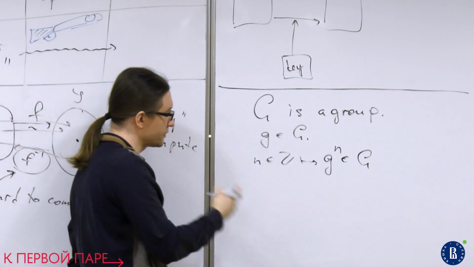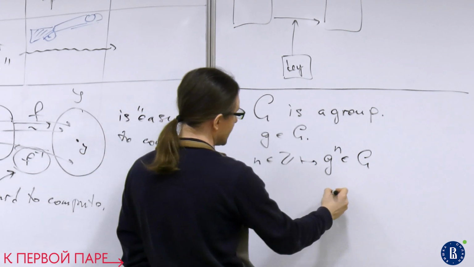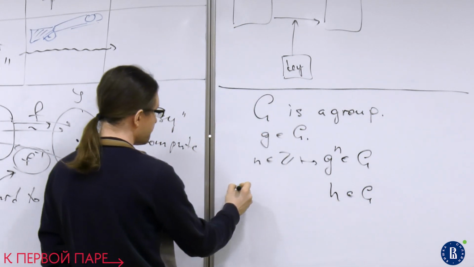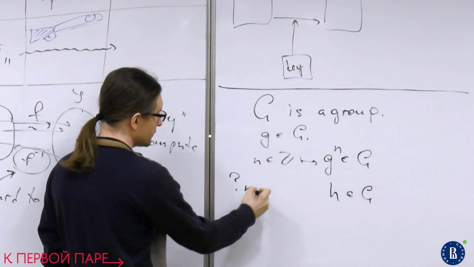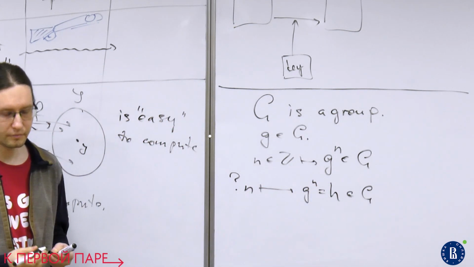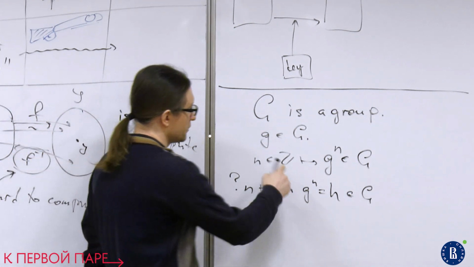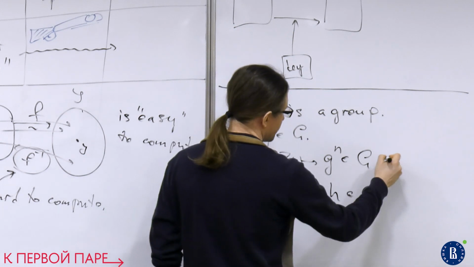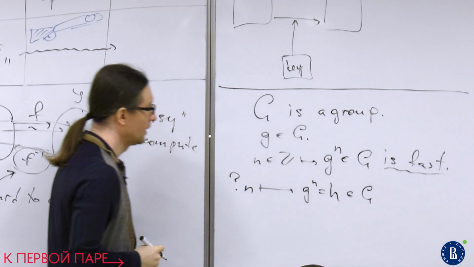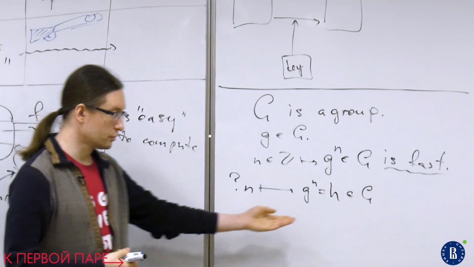But there is an inverse map. Suppose you're given an element h from the group G, and you want to find an element n such that g to the n is equal to h. So the first operation is always fast, but the second one need not be. I mean, it could be fast.